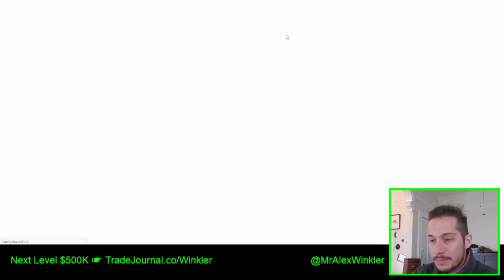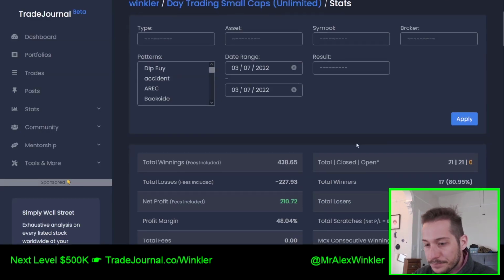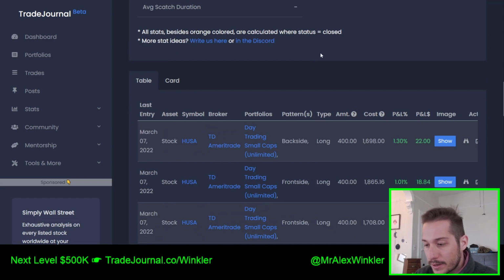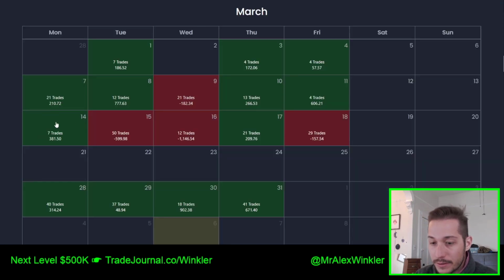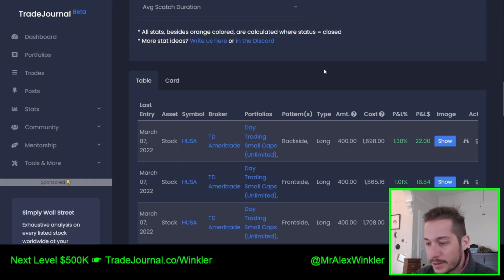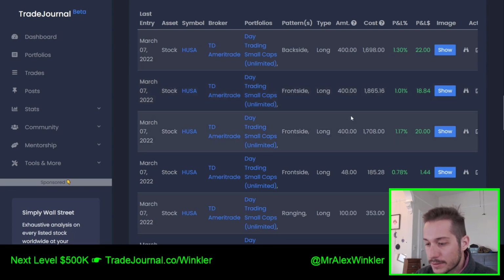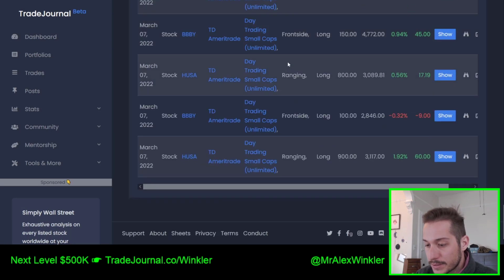All right, let's keep moving on here. So we got Monday. Let's see what's going on with Monday. $210 day, not bad, but 21 trades is a lot of trades for only being up $210. But here, look, we're starting to trade frontside a little bit more.